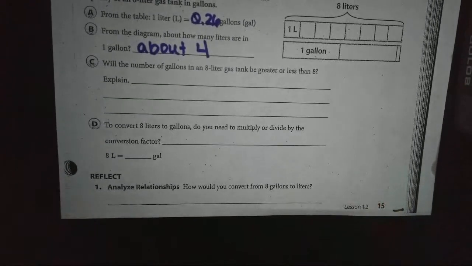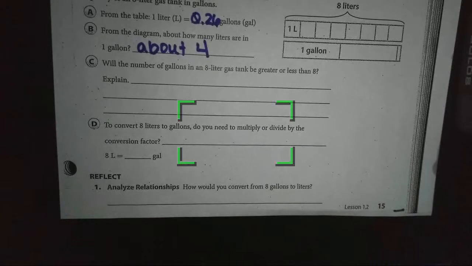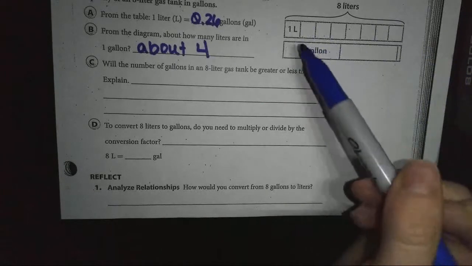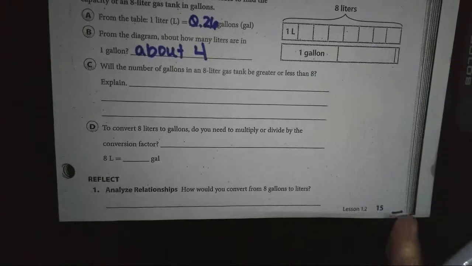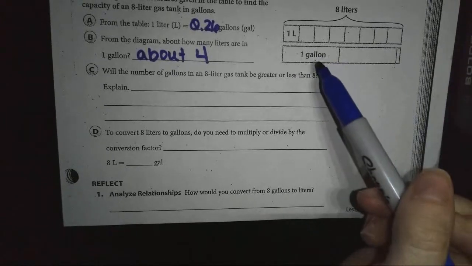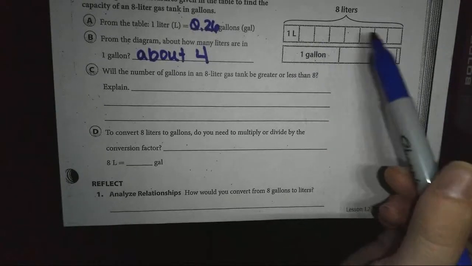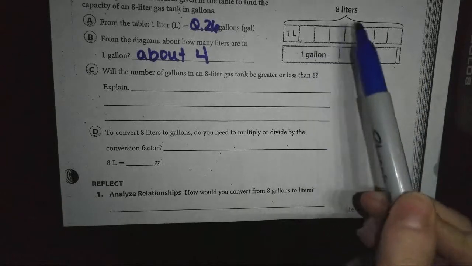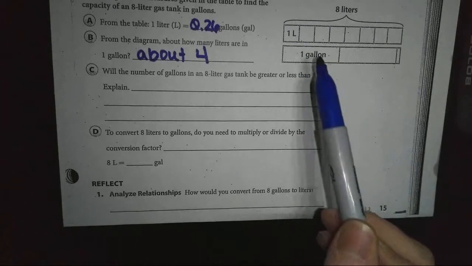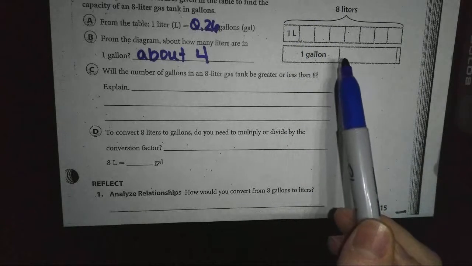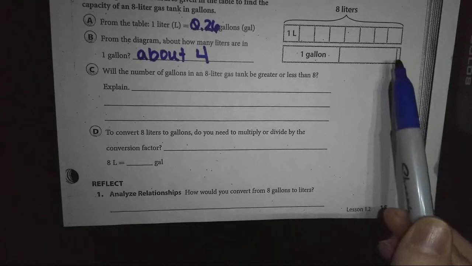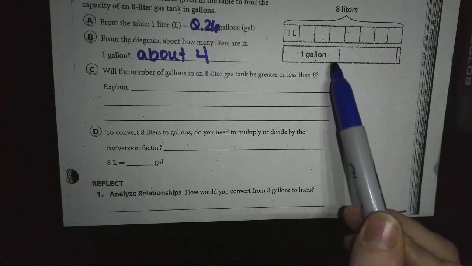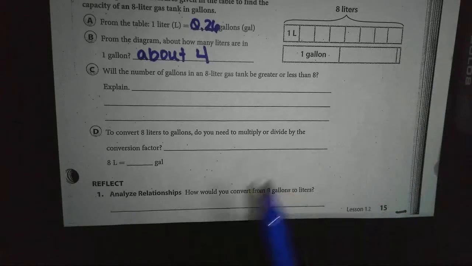Now, this next question says, will the number of gallons in an 8-liter gas tank be greater or less than 8? And we need to explain our answer. Well, check it out. We've got 8 liters right here in our diagram. Now, gallons are much bigger than these tiny liters. So it makes sense that not as many of these gallons are going to fit into this 8-liter tank. Because look, here we've got 1 gallon, and then we've got 2 gallons, and then we have a little bit of another one. So since the gallons are bigger, we need fewer of them.